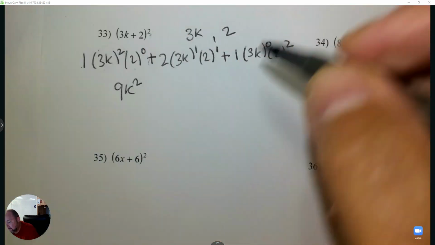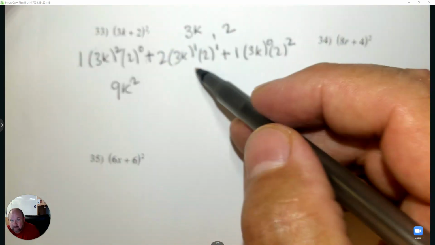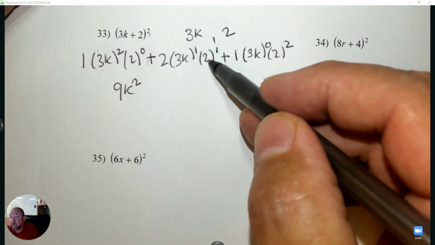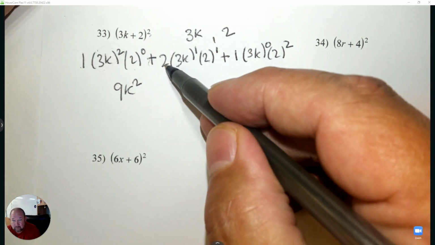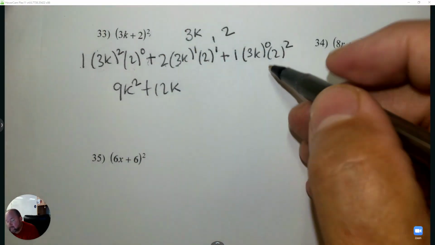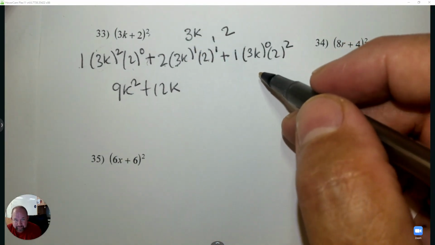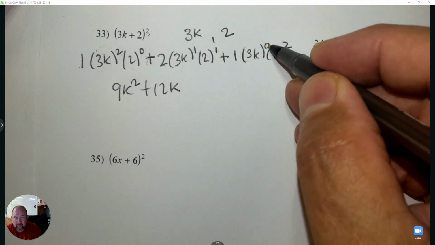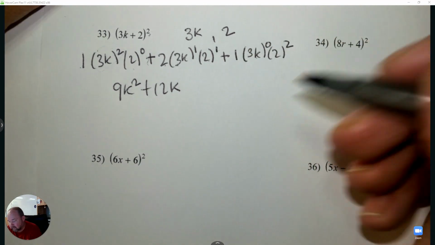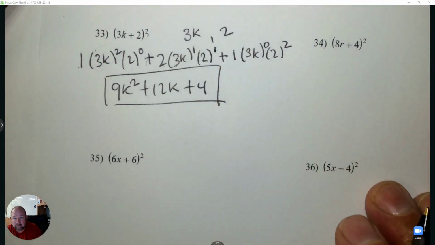There's our first term. The middle term, to the exponent 1, doesn't change these numbers. So I'm going to go 2 times 3 times 2. That's 12, and so it's 12k. And then the last one, again, 3k to the 0 is just 1. So it's 1 times 1, and 2 squared is 4. So 1 times 1 times 4, and you have an answer. So there's another way to expand it.